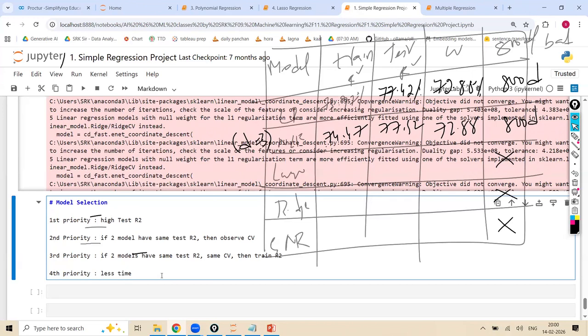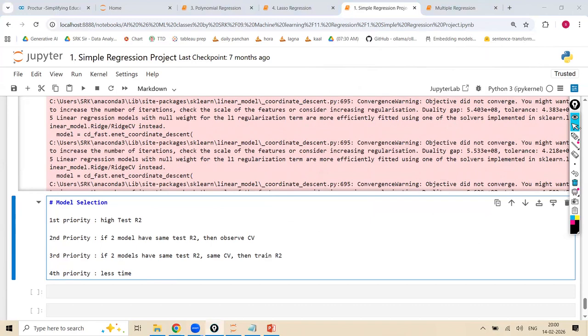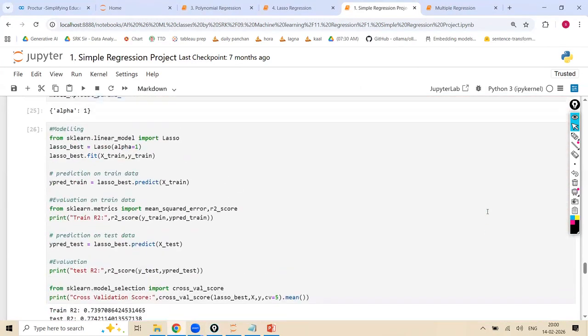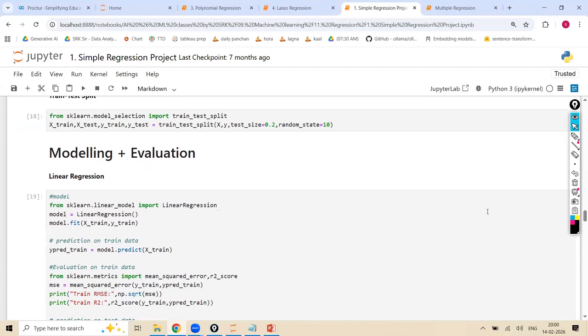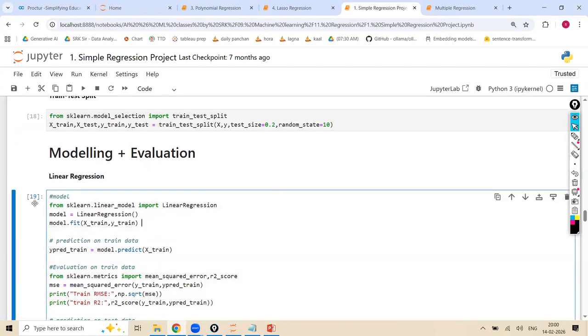Sir, linear is the least one, I also know, sir. But overall, which one will take less time? How to know, sir? Very simple. For that, what you have to do here, miss? You have to take the models you have done here.